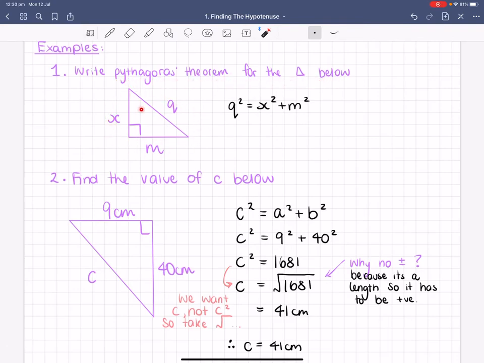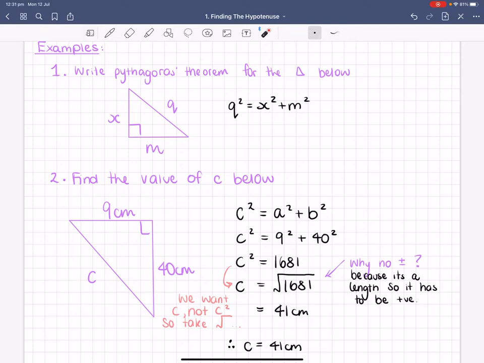So example 1, write Pythagoras' theorem for the triangle below. So here we've got our triangle. So it's q squared equals x squared plus m squared. And it could also be q squared equals m squared plus x squared. Okay, it doesn't matter which order it is.